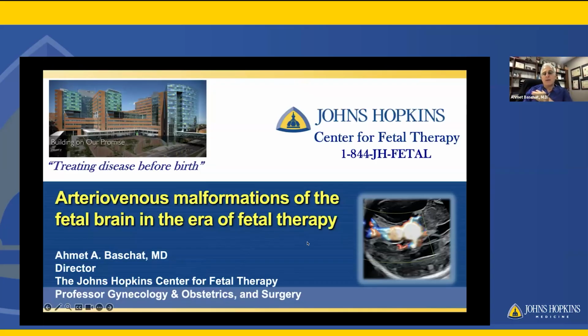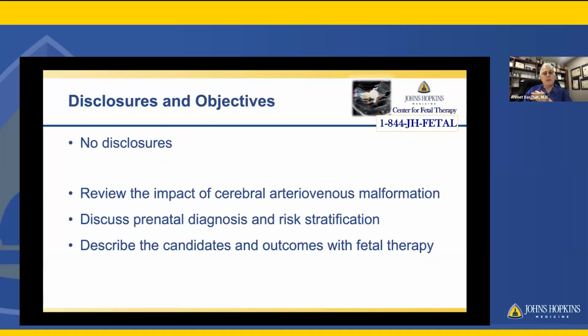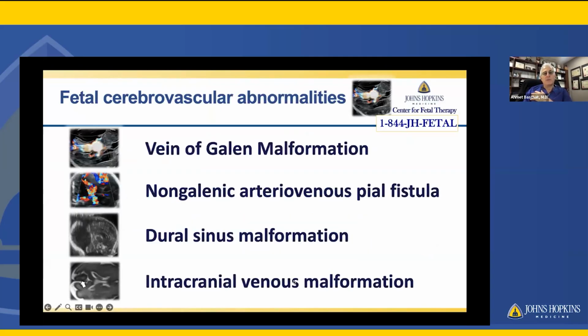So I wanted to cover the arteriovenous malformations of the fetal brain and point out some of the recent developments and the importance of the steps to do a diagnosis, the prenatal risk stratification, and describe the early outcomes with fetal therapy. So fetal cerebral vascular abnormalities are subdivided really into 3 or 4 different entities.